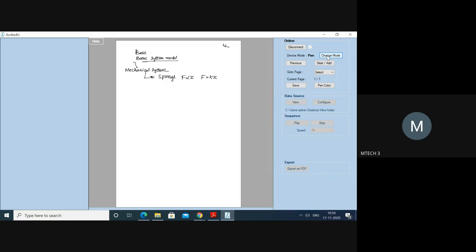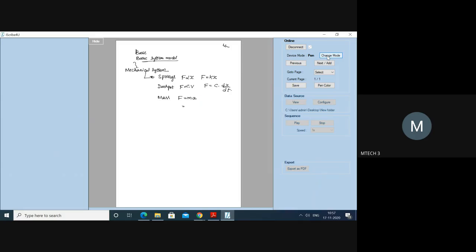Then we are done with the dashpot, where the equation is F is equal to C into V. F is equal to C into dx by dt. Then we have done the mass, F is equal to m into a.